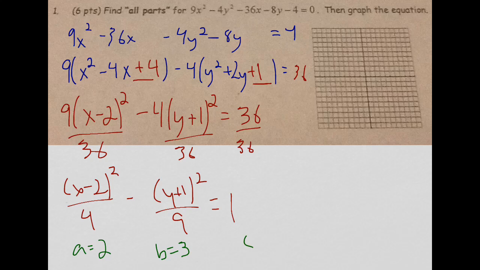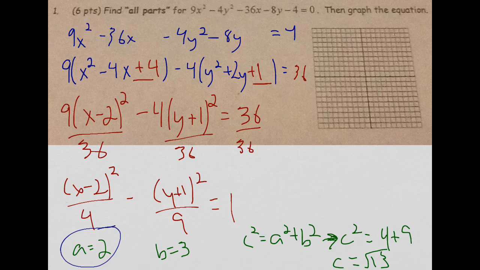Which says c squared equals a squared plus b squared. For this one, c squared equals 4 plus 9, which gives me c equal to root 13. So from here, I look and identify my center to start. Now that I have a, b, and c, I can use all these for all the different parts.